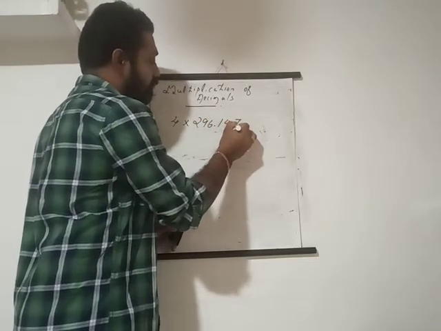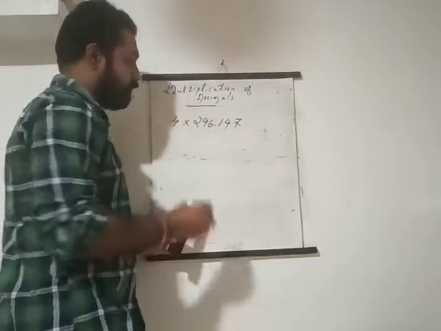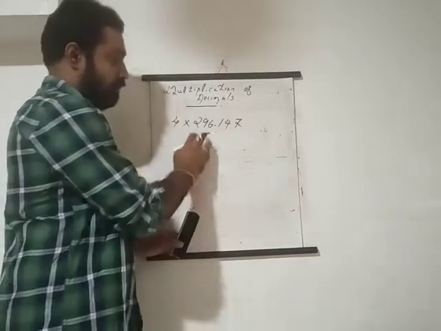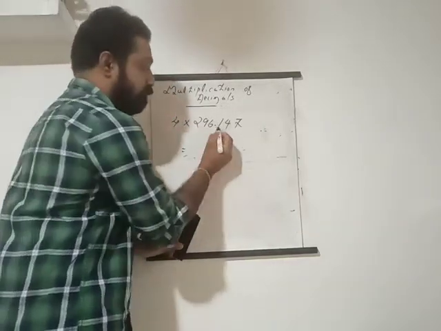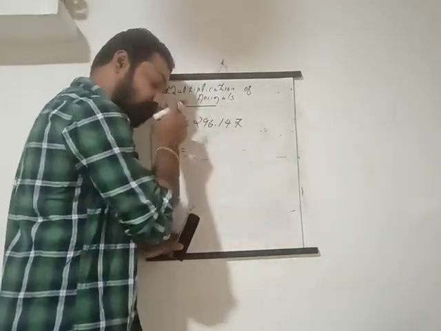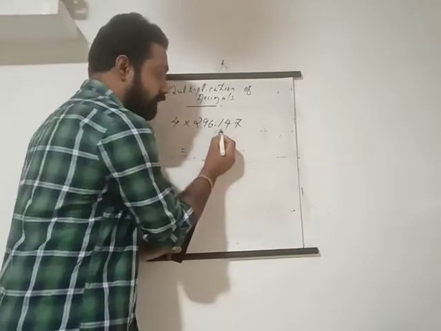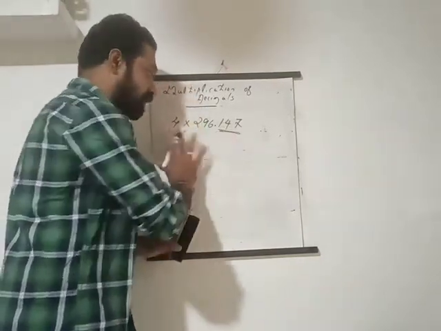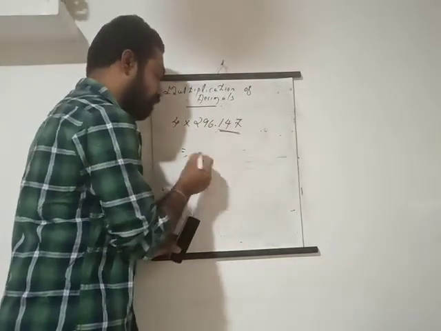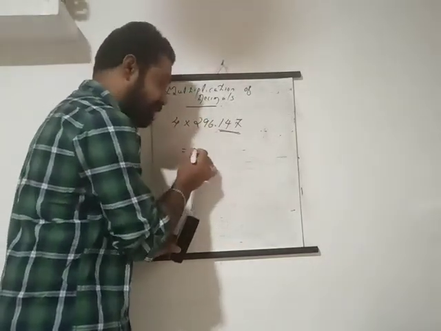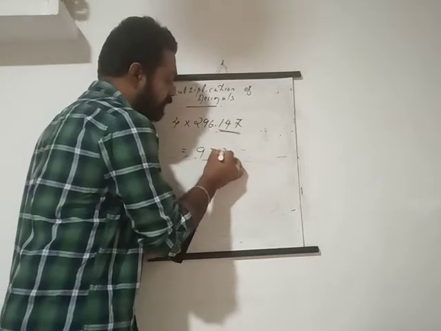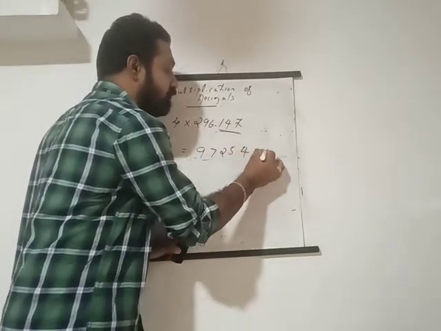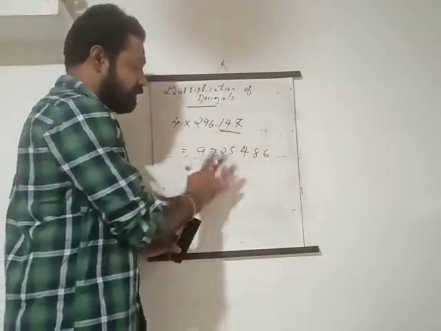296.157. If the number is this one, what do you have to do? Just leave the point. But before or after you leave it, the answer must have 3 decimal digits. For example, after multiplication we got an answer like this, 97254863. Just imagine this is the answer we got.